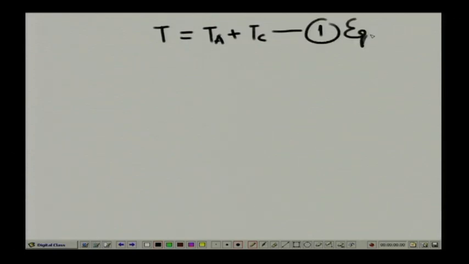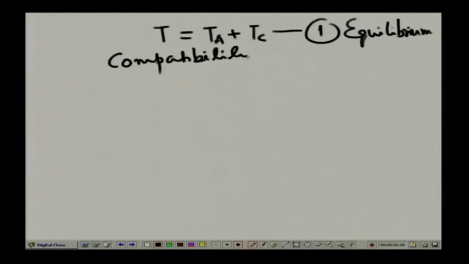Now, let us compute these values. As we have seen, T is equal to T A plus T C. This is our equation of equilibrium. Now, the equation of compatibility gives that theta 1 plus theta 2 equals 0. So, this is the second equation.